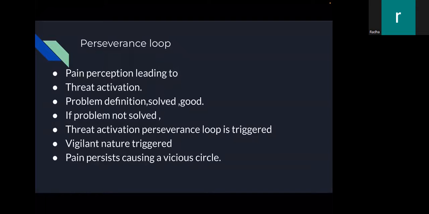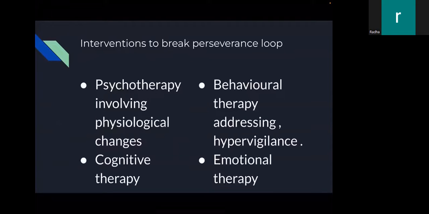If the problem is solved, no problem, it will be good. If someone picks up what we explained, for example. If that is not solved, what happens? The threat activation goes on again and again. The perseverance loop gets triggered, and then this goes continuously into a vicious circle, not causing any betterment to the person. So how to intervene to break the perseverance loop? Our main aim should be to break the perseverance loop. So by using psychotherapy involving physiological changes, cognitive behavioral therapy, addressing the hypervigilance and threat phenomenon, and you can also use emotional therapy.